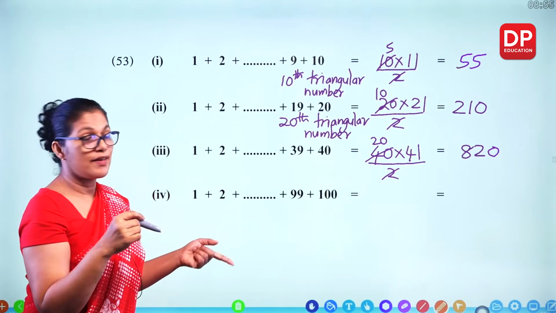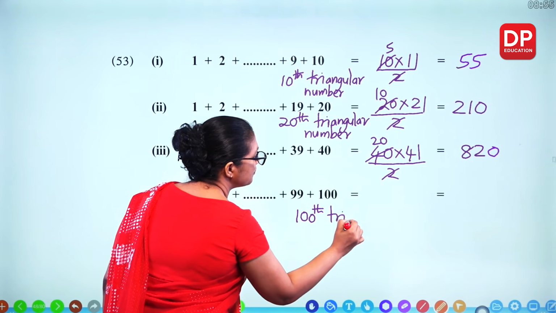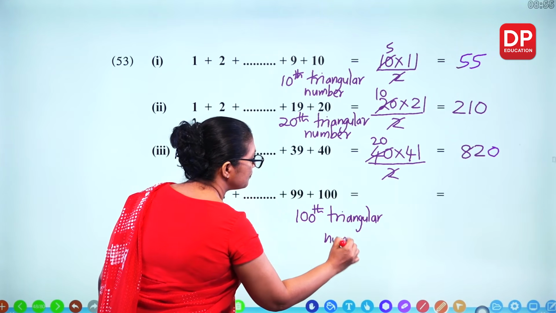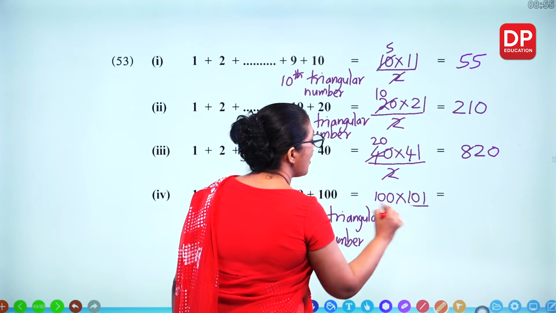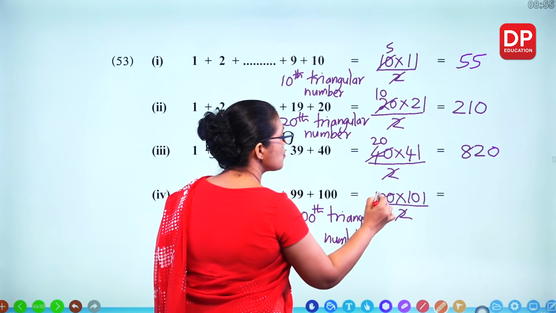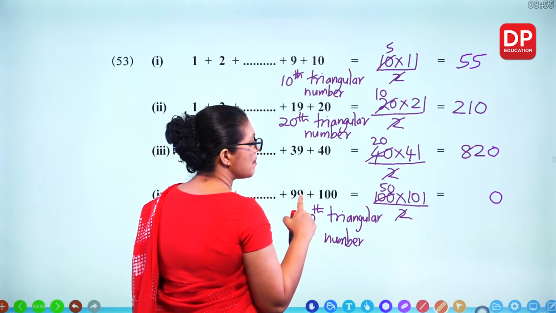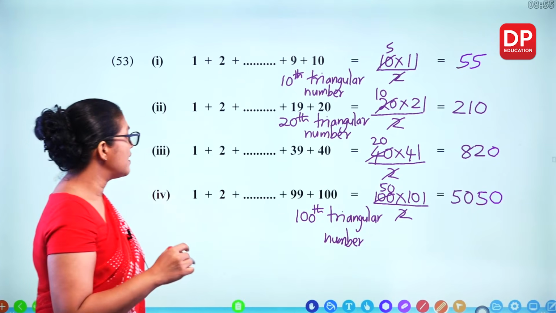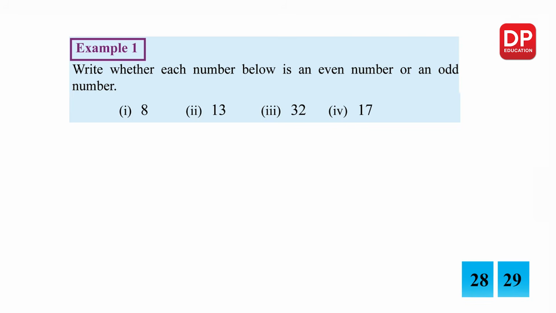Then 1 to 100. This is the 100th triangular number. 100 into 101 divided by 2. 2 times this one, 50. So put 0 and multiply by 5. 5050 is the 100th triangular number. Now we'll look at the exercises and examples in your textbook.